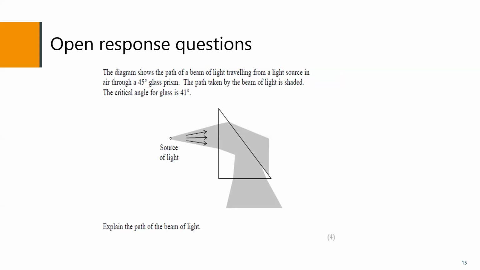So you can see it says the diagram shows the path of a beam of light traveling from a light source in air through a 45-degree glass prism. The path taken by the beam of light is shaded. The critical angle for glass is 41 degrees. Explain the path of the beam of light. Okay, 4 marks available for that. So it's going to need some detail and some linking between the various comments and facts that they put in their answer. And we'll look at mark schemes for these in a little while.